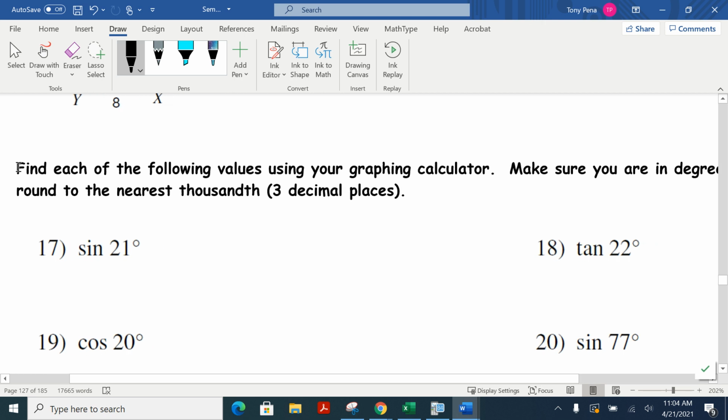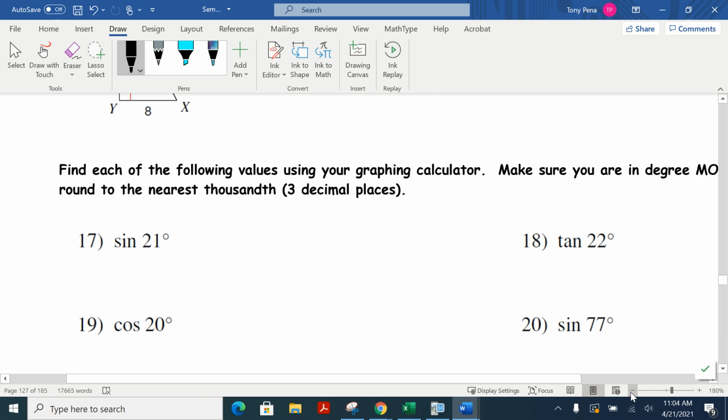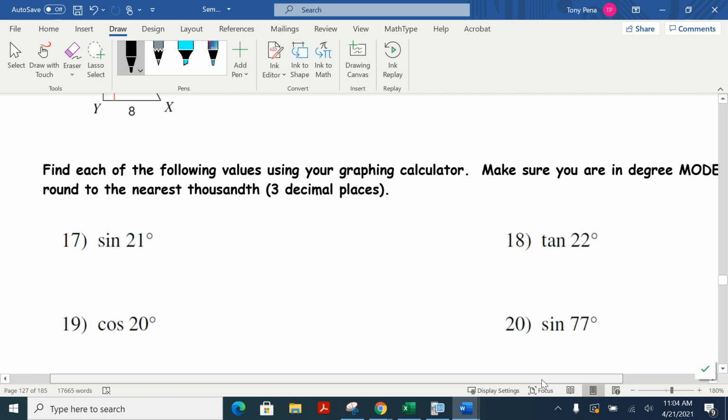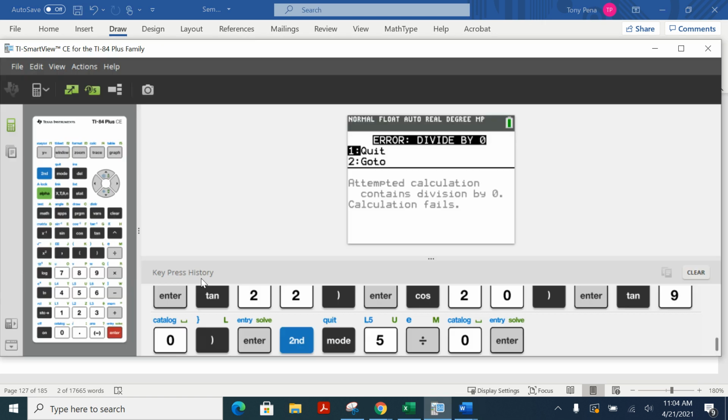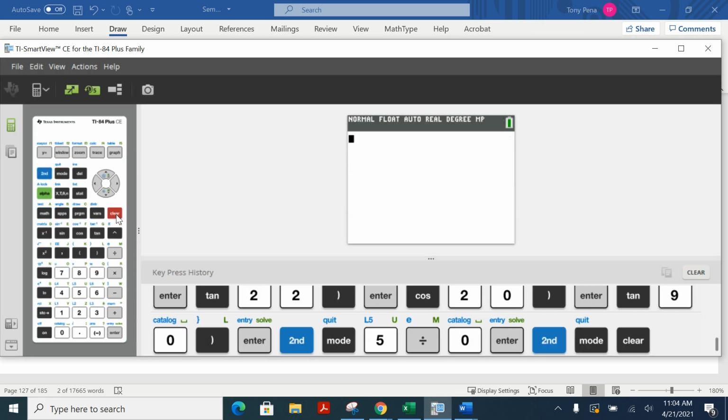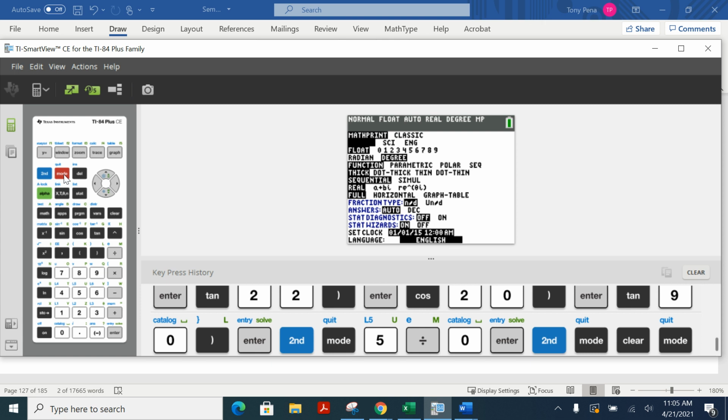And then notice what your directions say. Find each of the following values using your graphing calculator or a calculator. If you have a graphing calculator, I'm going to show how you're going to do this here in a minute. Next thing, you need to make sure that your calculator is in what we call right here degree mode. So what you need to do is go to your calculator. Up here is the word mode. Click on that key.